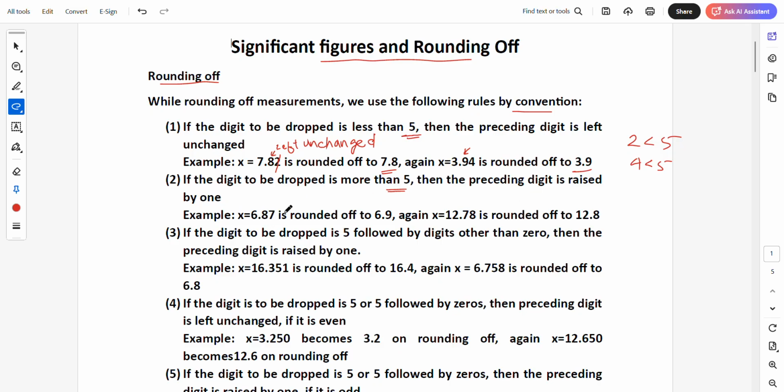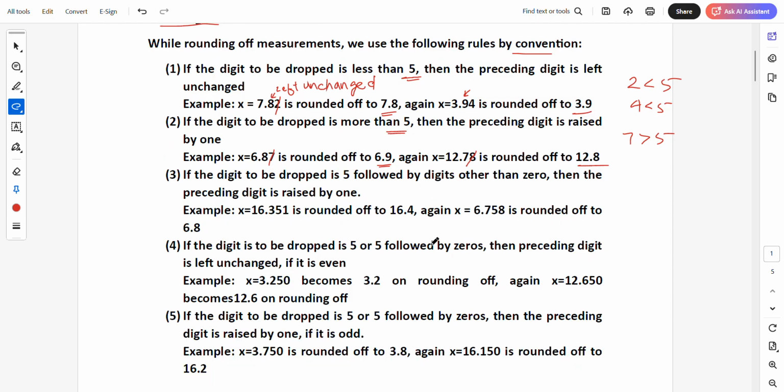For example, if you have planned to drop this 7, which is greater than 5, the preceding number is raised by 1. 6.87, you have planned to drop this 7, which is more than 5. The previous number will be raised by 1, that is 6.9. Similarly here, x is equal to 12.78. You are dropping 8, so the previous number will be raised by 1.